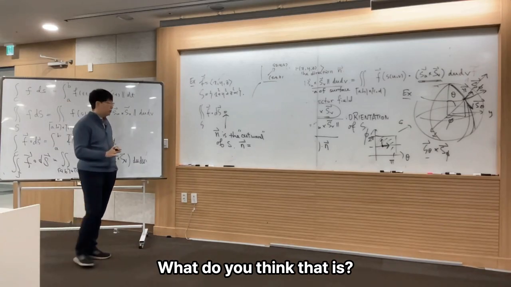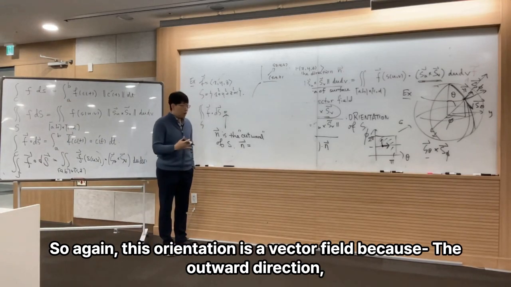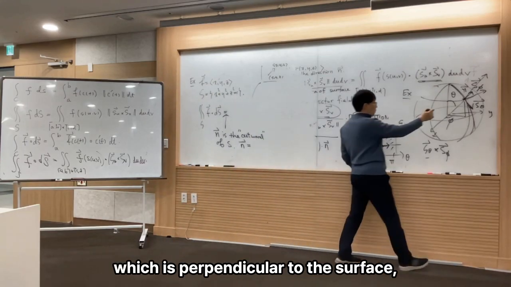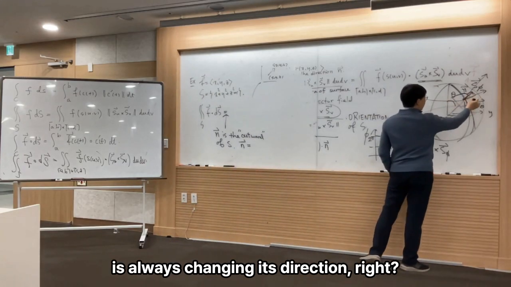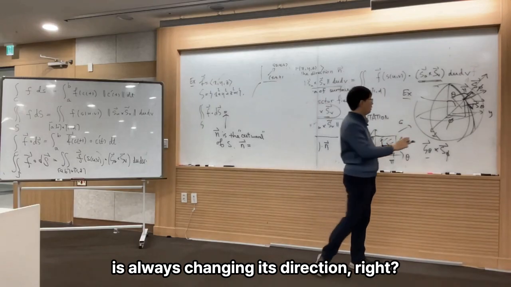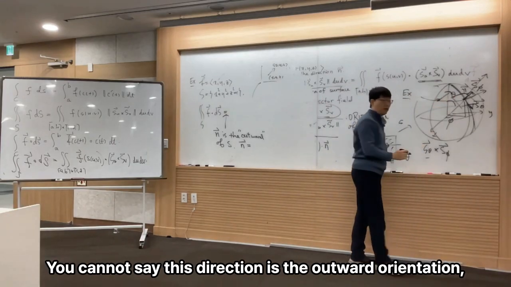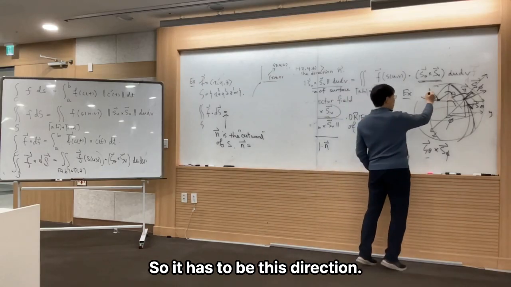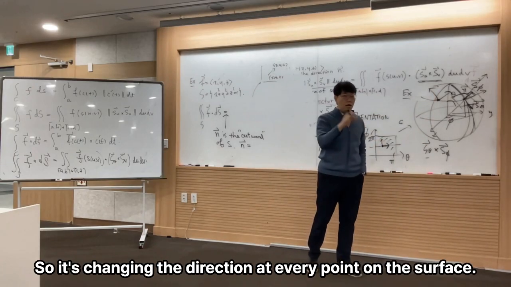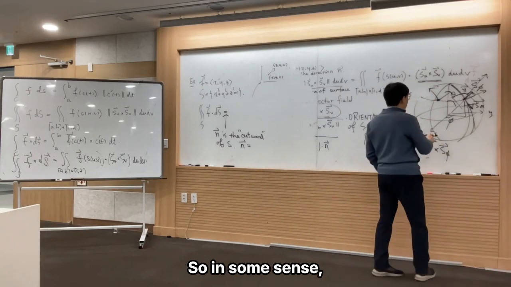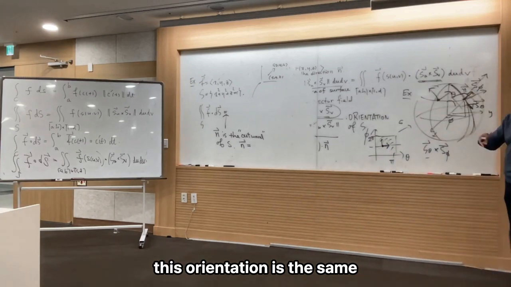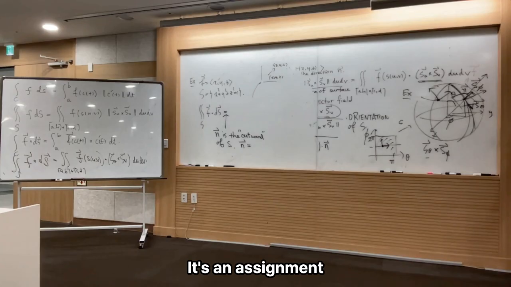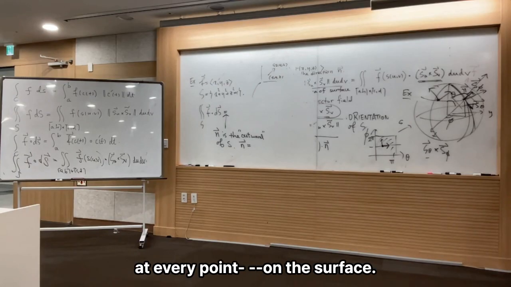What do you think that is? So again, this orientation is a vector field because the outward direction, which is perpendicular to the surface, is always changing its direction, right? You cannot say this direction is the outward orientation because it's not perpendicular to the surface. So it has to be this direction. So it's changing direction at every point of the surface. So in some sense, this orientation is the same as our vector field definition. It's an assignment of a three-dimensional vector at every point on the surface.